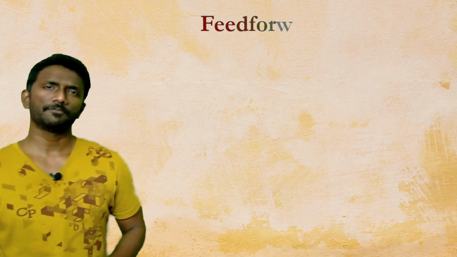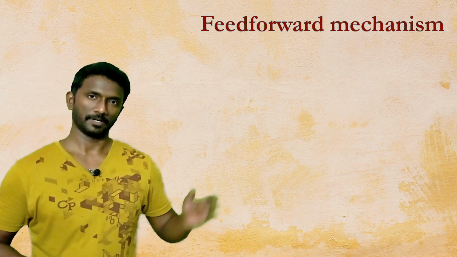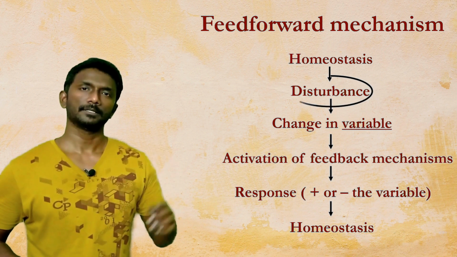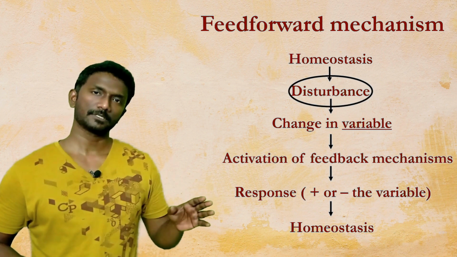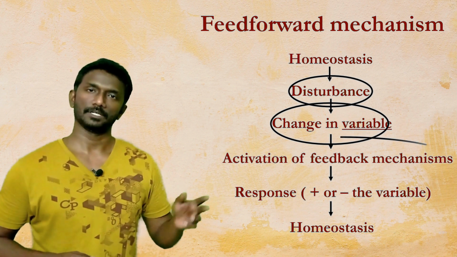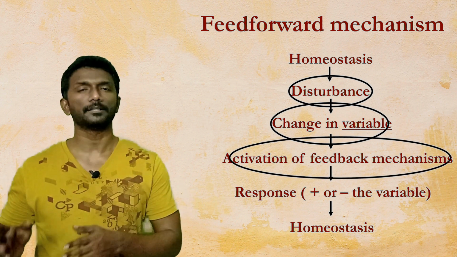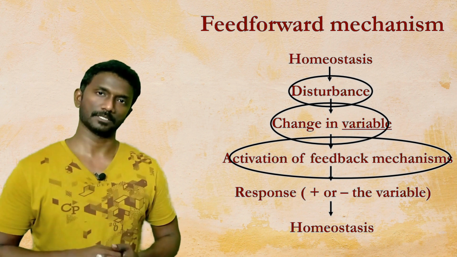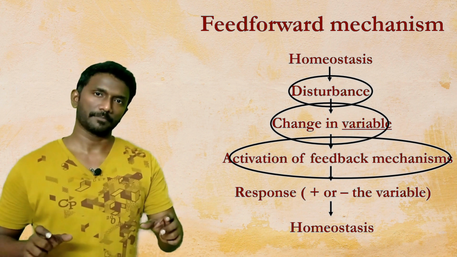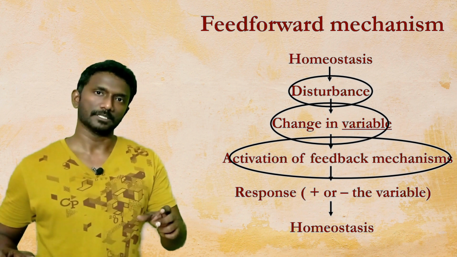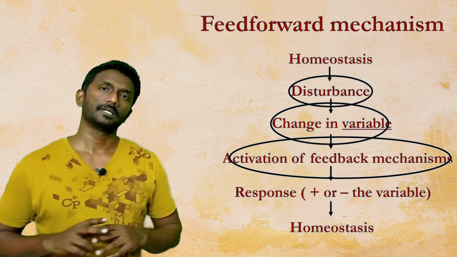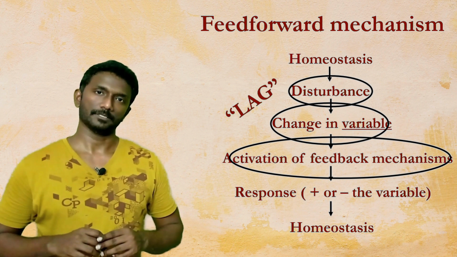So what are feed-forward mechanisms then? We'll have the framework of a feedback here. You'll see first there occurs a disturbance. That disturbance causes a change in the variable. That variable change activates feedback mechanisms. Then finally the response occurs, then homeostasis is achieved. For a disturbance to activate a feedback mechanism to achieve homeostasis, there is a small time gap. This is what we call the lag of a feedback mechanism.